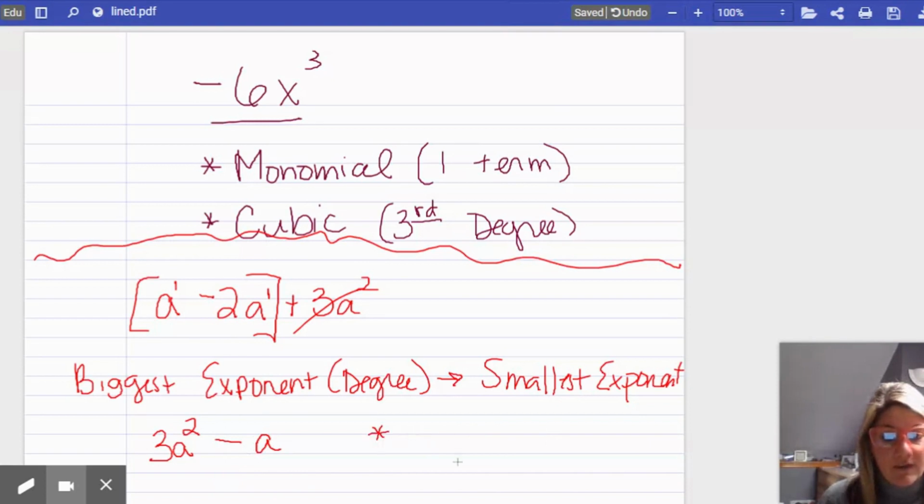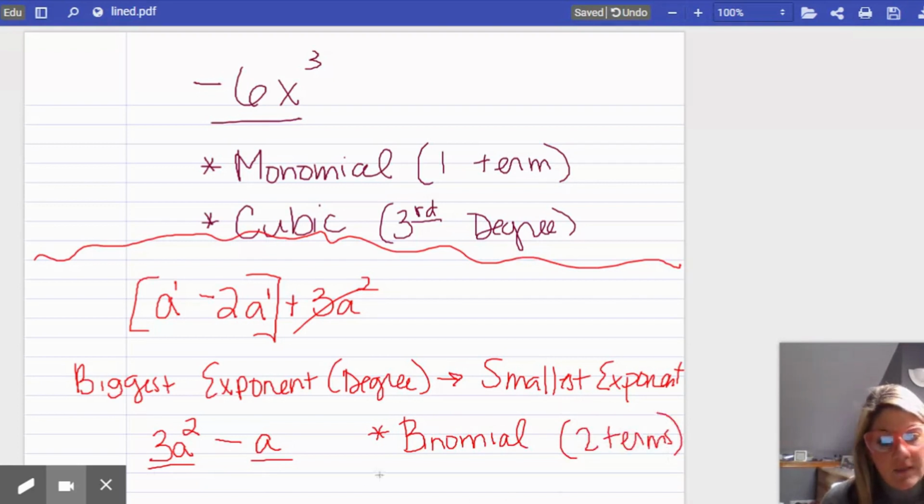So when I classify this by the terms, I have 1 and then 2 because it's separated by a minus sign. So 2 terms is what we call a binomial. 2, like a bicycle, 2 terms. Okay, and then the largest exponent that we have is a 2, so it is a quadratic equation or expression. So 2, second degree.